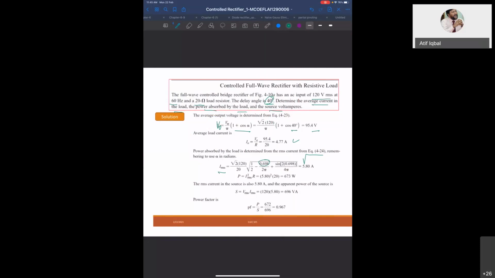How do you convert a degree to radian? How do you convert degree to radian? Tell me. Divide by 180 and multiply by pi. Yes. So 40 divided by 180 multiplied by pi. That gives you radians.